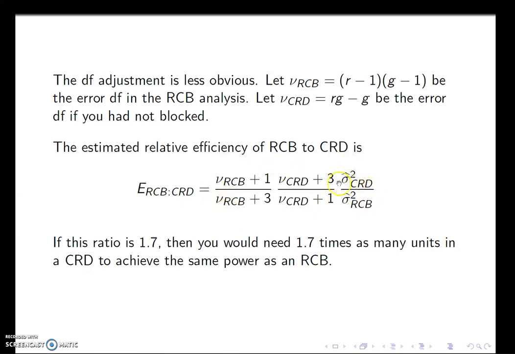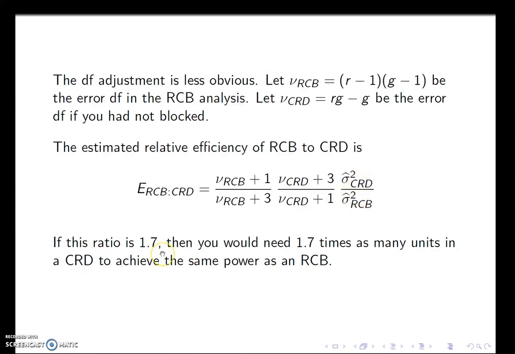So notice this, presumably this variance for the CRD is going to be bigger than the variance for the randomized complete block, but if they're kind of commensurate, this will be really, really close to 1. And then we'll have something very close to 1. So it's close to 1 if these are pretty commensurate, but if this is a lot bigger because the blocking really improved efficiency in your design, then this will be something big, much bigger than 1.